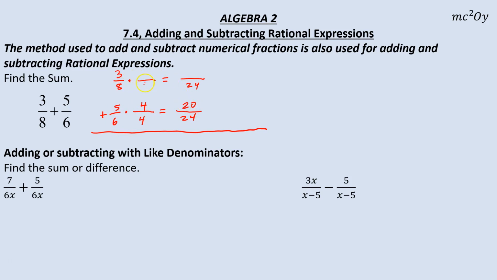8 times what is 24? That's 3. It has to be 3 because that's 1, right? You have to multiply by something over itself. 3 times 3 is 9. So what does that give me? Well, 9 plus 20 is 29 over 24. Okay, numerator over denominator. And remember, you just keep the same common denominator and add the numerators. Well, this 24 is called your least common denominator.